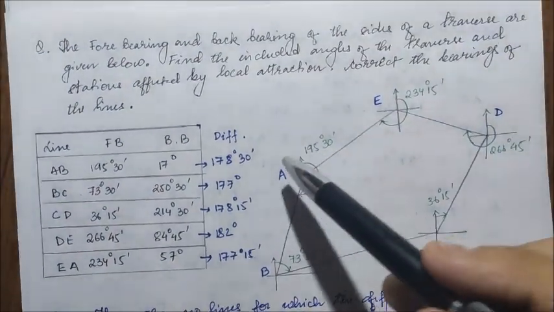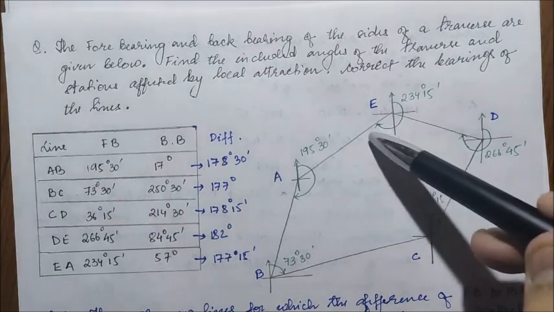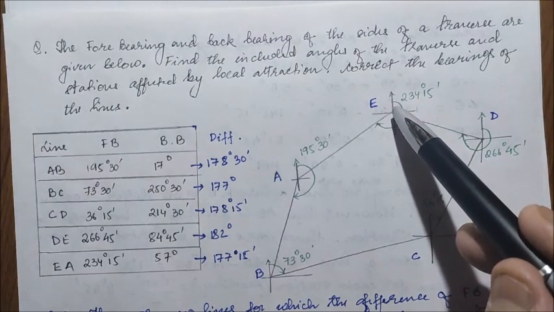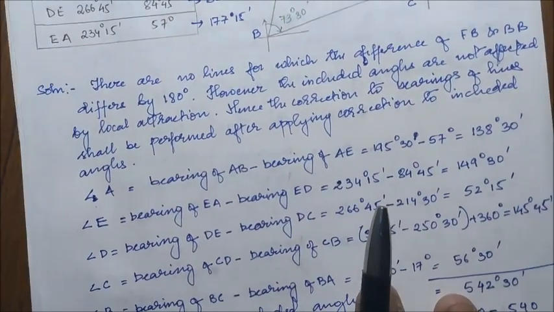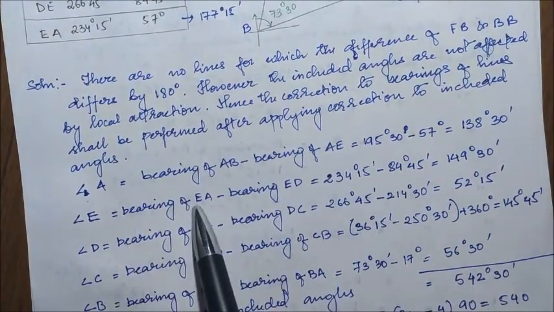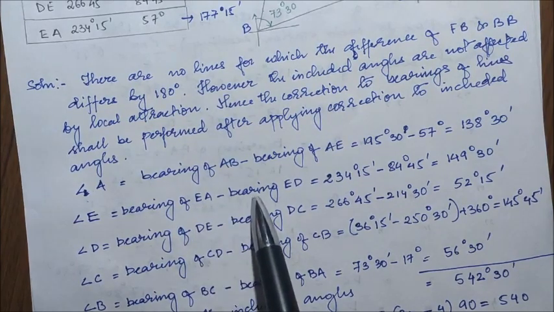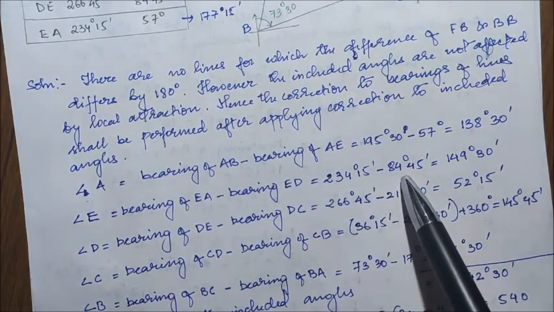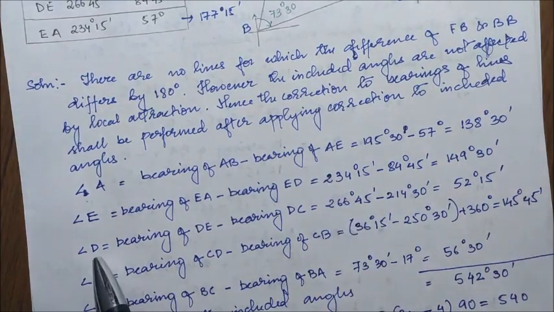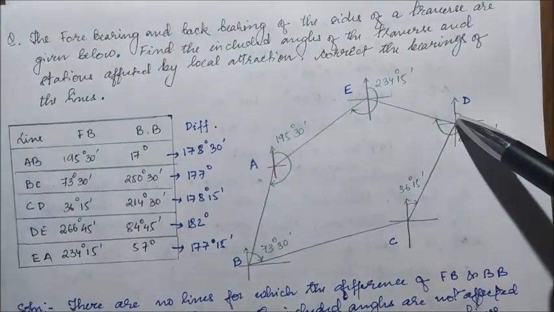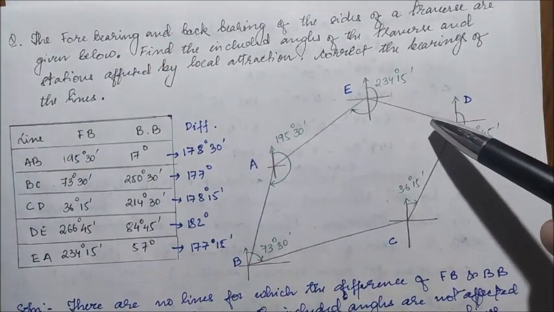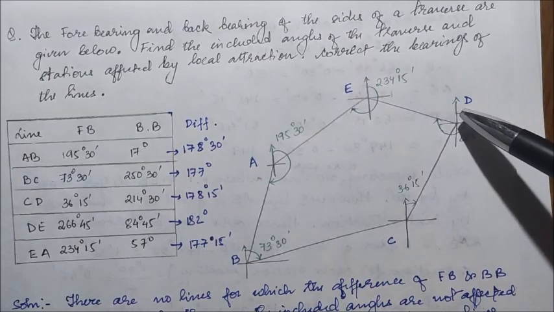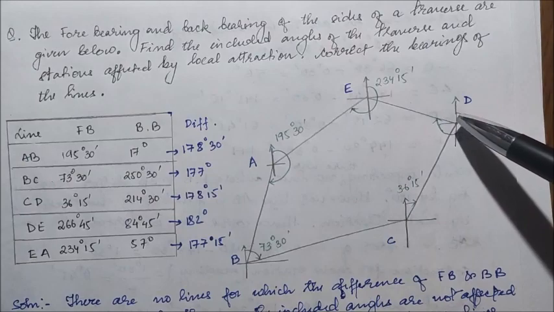Now next, we are going in the clockwise direction, so angle E will be given by bearing of the previous line, that is EA, minus bearing of the next line, that is ED. So the bearing of EA minus bearing of ED is equals to 234 degree 15 minutes minus 84 degree 45 minutes, that is equals to 149 degree 30 minutes. Then next, bearing of D. The included angle D will be equal to bearing of DE minus bearing of DC.